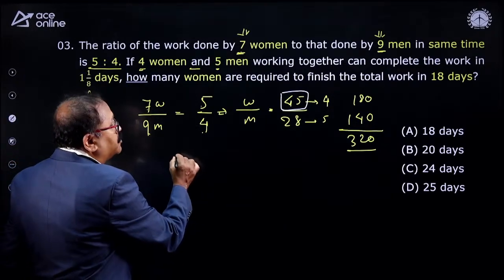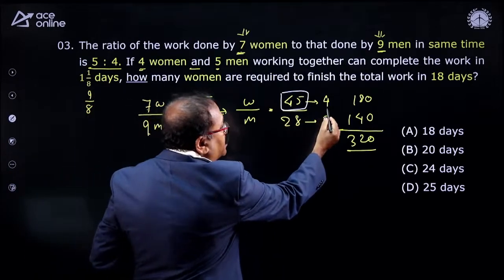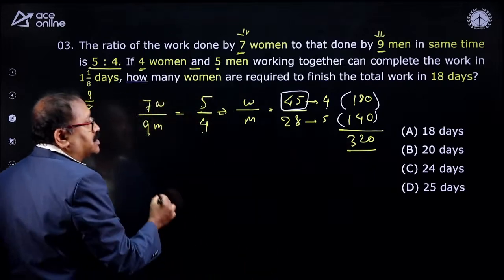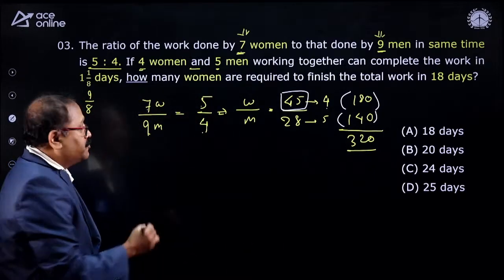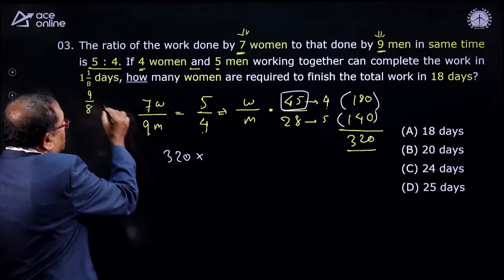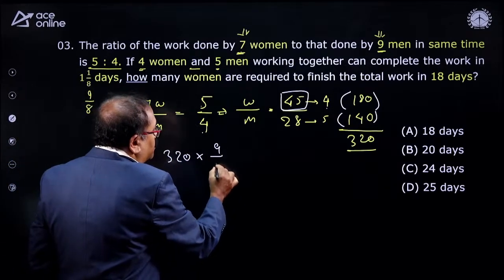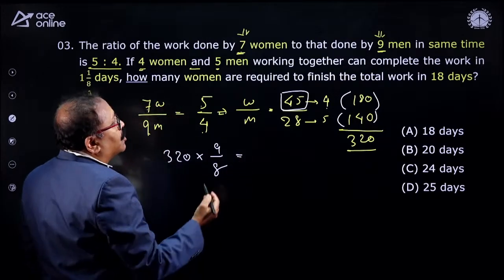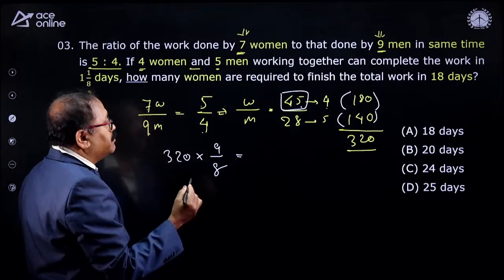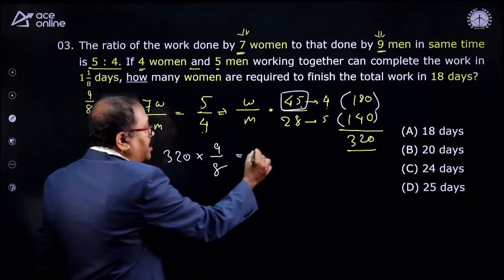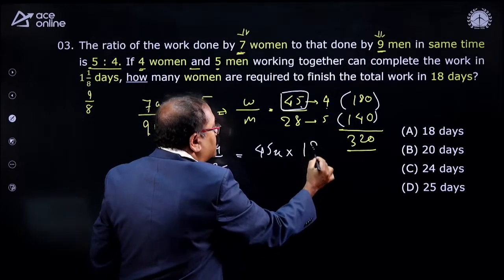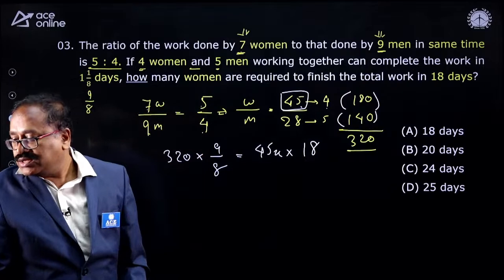Here 320, that is 45 into 4. This is the women's efficiency, and this is the men's efficiency. And the total is 320. So 320 efficiency is completed in how many days? 9 by 8 days. The same work is done by how many women? As one woman has an efficiency of 45, let's assume x women. So 45x, and they should complete the work in 18 days. I should get the answer.